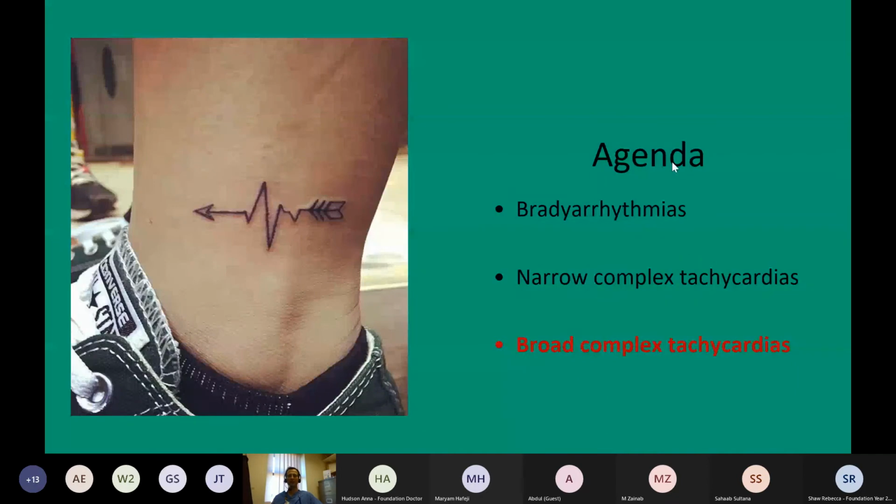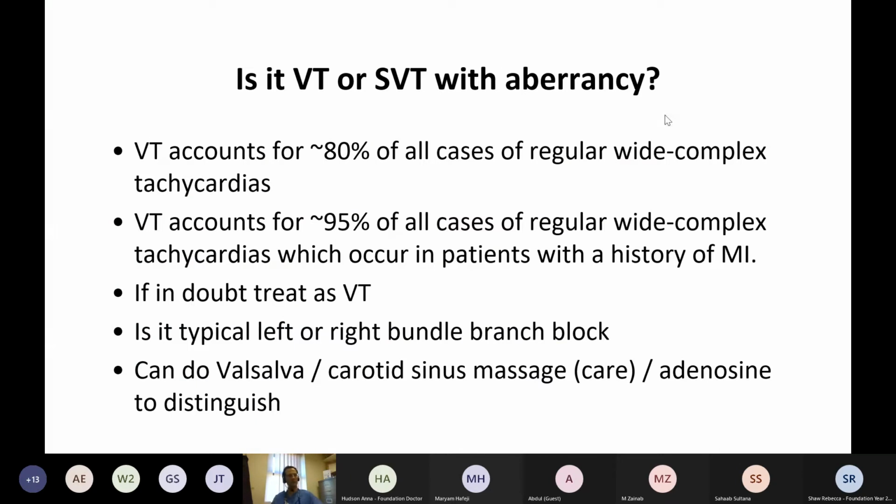So then moving on, we have our broad complex tachycardias. Now we're slightly running out of time. What time is it? We've got 10 minutes. That'll do, because I've not got a huge amount that I wanted to talk to you about broad complex tachycardias.